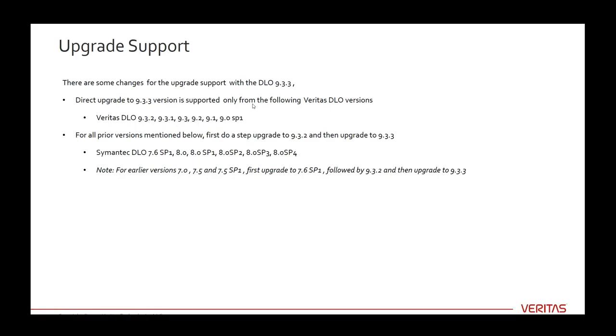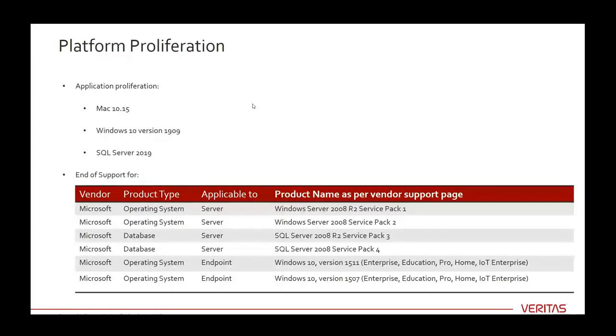So platform and application support: we are supporting Mac 10.15, Windows 10 version 1909, and SQL Server 2019. End of support is for SQL Server 2008, Windows 10 version 1511 and version 1507. These things we are not supporting currently in 9.3.3. The remaining latest Windows platforms, Mac platforms, and SQL Server for the backend we are supporting. Okay. For security reasons, we are supporting only the latest upgraded versions.